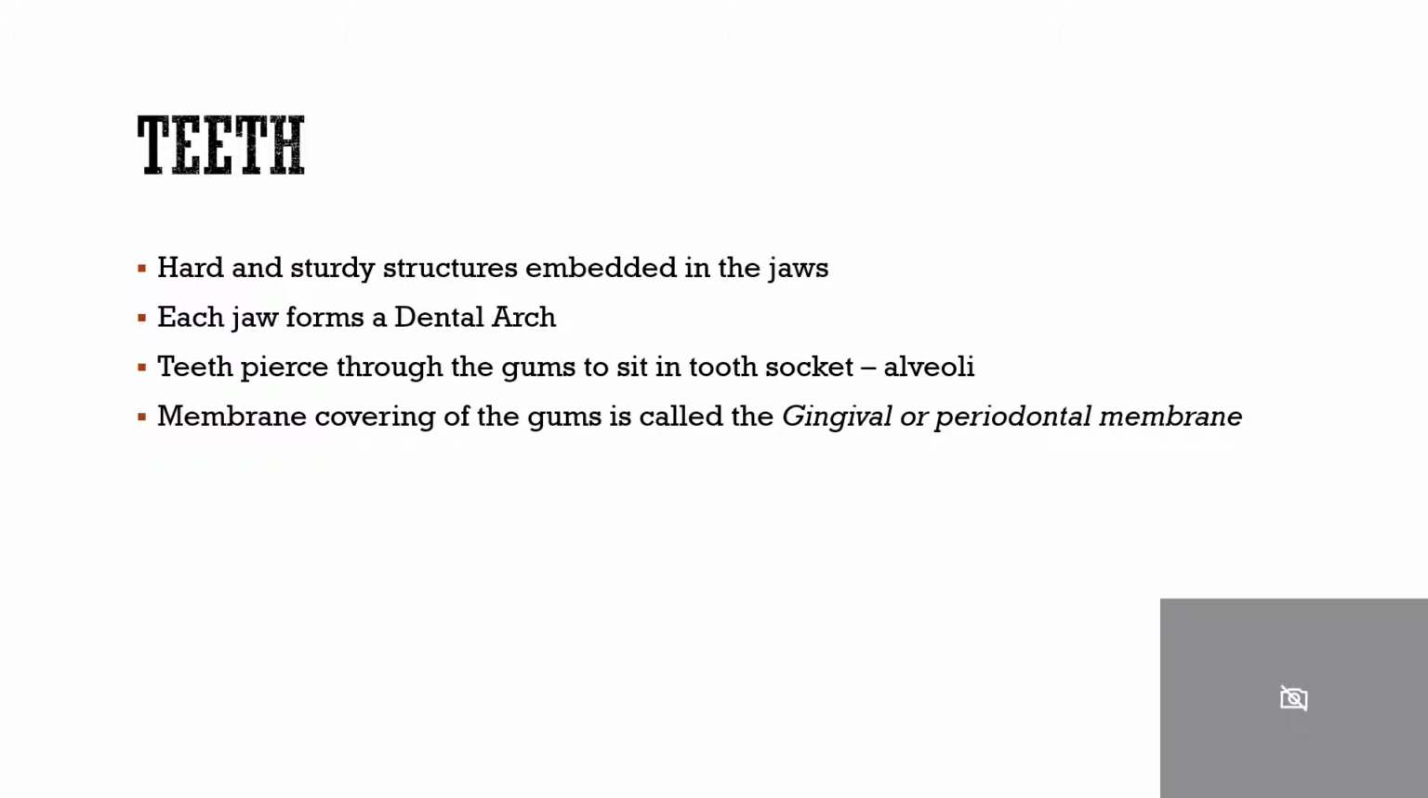The teeth. The hard and sturdy structures embedded in the jaws. Each jaw forms what we term a dental arch, and the teeth pierce through the gums to sit in the tooth socket, which we call the alveoli. The membrane covering of the gums is called the gingival or periodontal membrane.